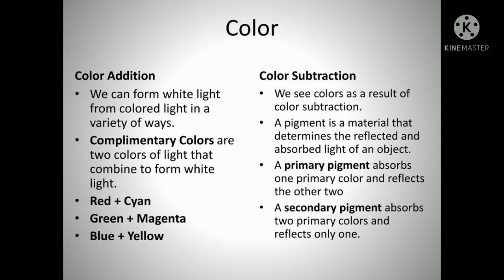A pigment is a material that determines the reflected and absorbed light of an object. A primary pigment absorbs one primary color and reflects the other two. A secondary pigment absorbs two primary colors and reflects only one. Okay, these are color subtraction. So students, we have got one idea about color subtraction and color addition.